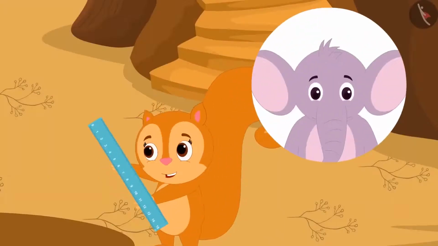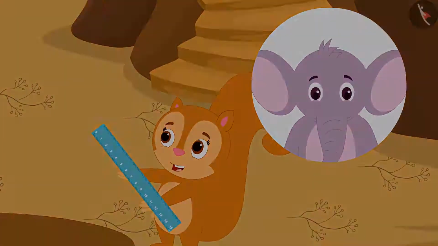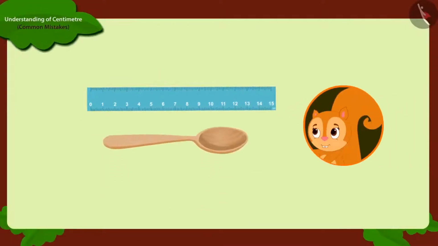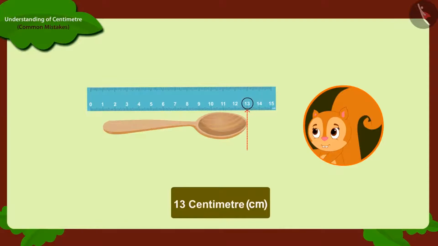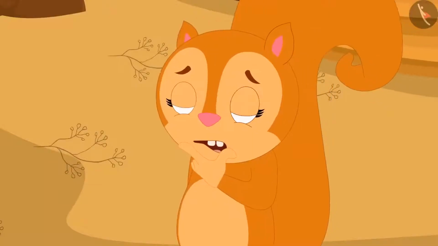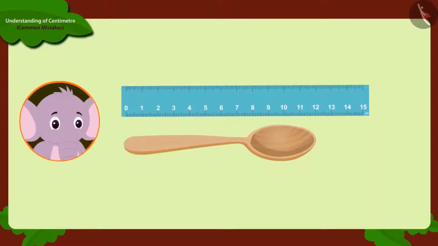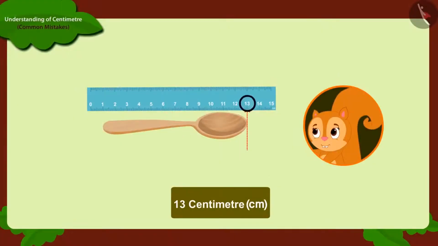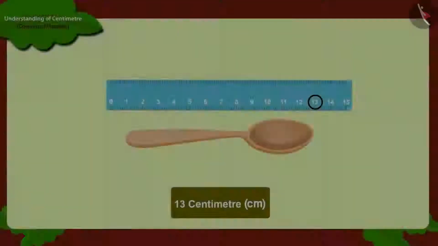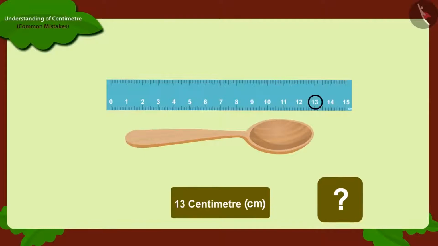Chanda became very happy after learning about the ruler from Appu. She measured her spoon again with a ruler. But what is that? Chanda got the length of the spoon as 13 centimeter this time. Chanda started wondering how it happened. When Appu measured the length of that spoon, it was 12 centimeters. Then how did it become 13 centimeters today? Kids, can you tell what mistakes Chanda has made here?